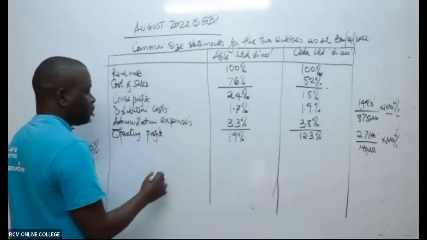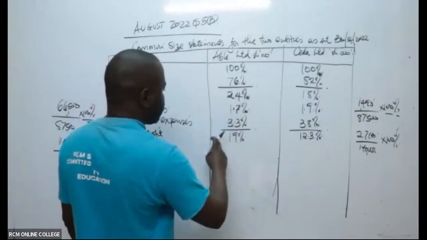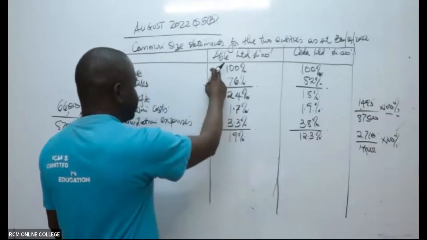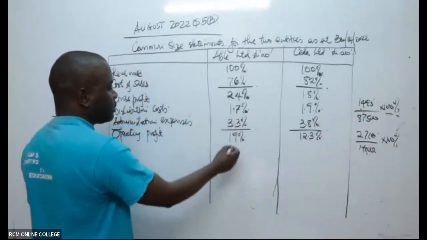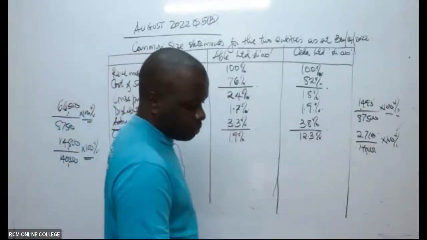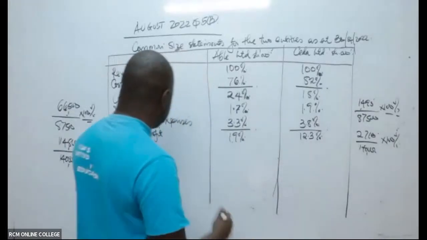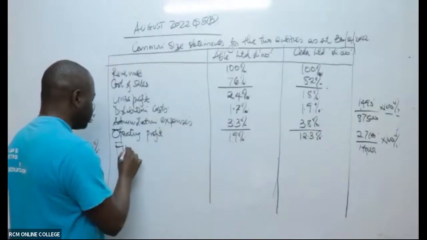Remember, you can get the difference of the percentages, or alternatively, you can just take the profit itself over the total sales, then you multiply by 100%. You'll still get the 19%. Then the next item is finance costs.